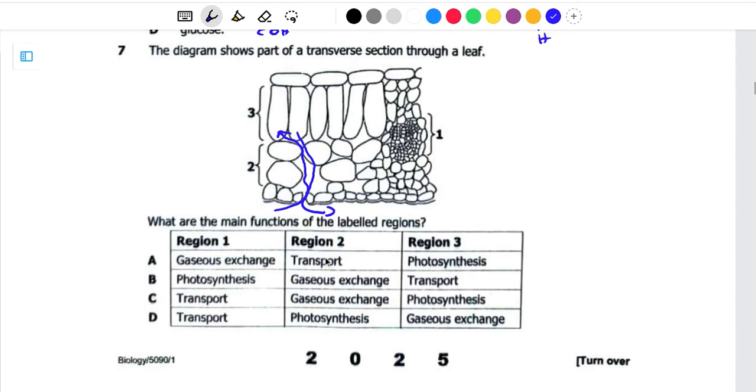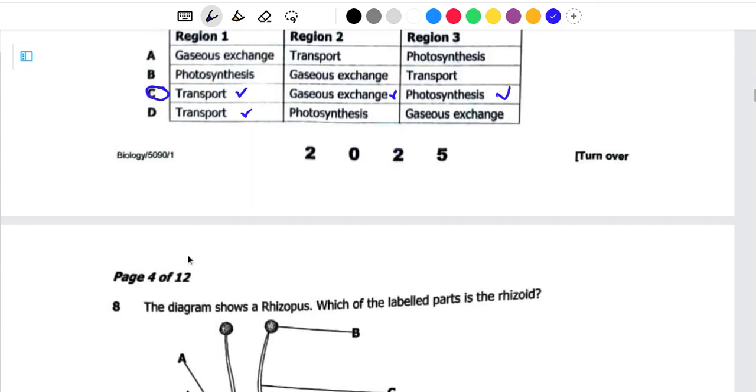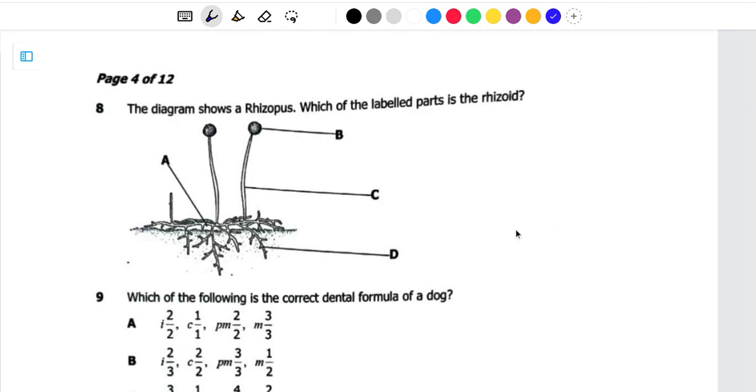So in this case, 1 is representing the transportation, so it can be C or it can be D. And then number 2 is representing gaseous exchange. Then number 3, the palisade cell, is where the process of photosynthesis takes place, meaning to say the answer is going to be C. Then for question 8, it is saying the diagram shows a Rhizopus. Which of the labeled parts is the rhizoid? So the rhizoid is the root of the Rhizopus, so meaning to say the answer is going to be D.